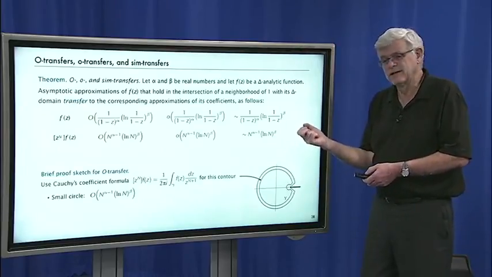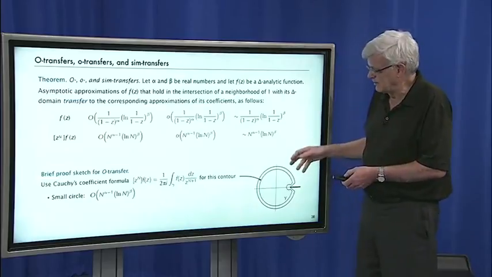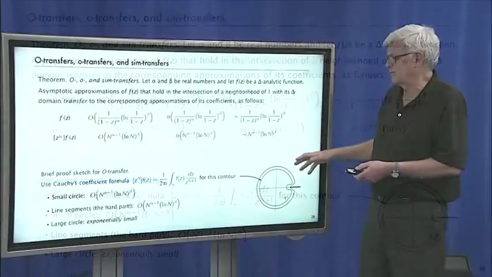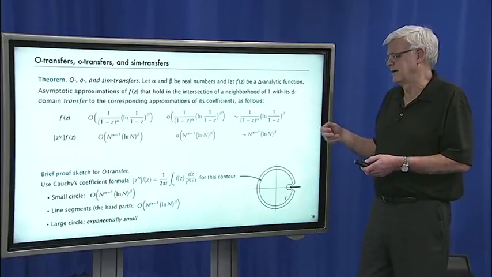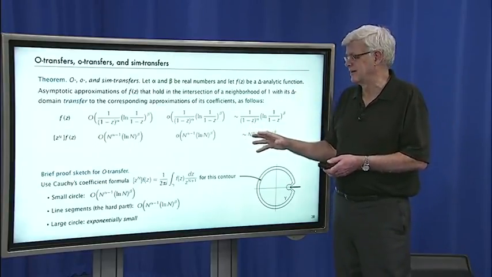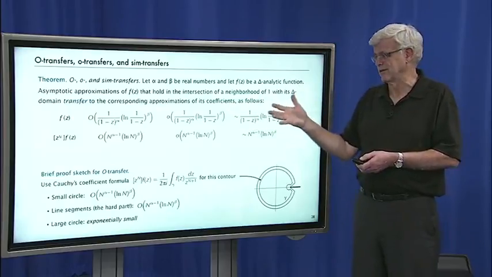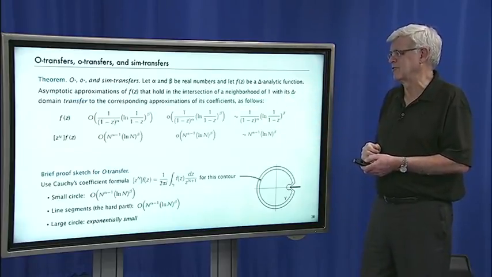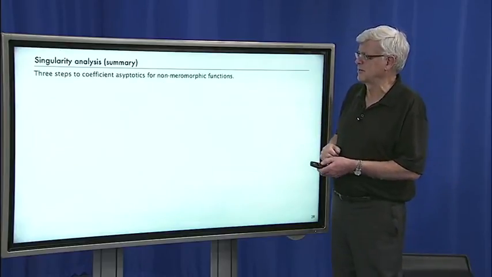And then the question is to go ahead and do the estimate for each one of those lines, half a page in the book for each one of these, showing that the line segments and the small segments are the ones that really give the contribution. Again, starting from Cauchy's coefficient formula, the big circle becomes exponentially small, and eventually you can prove that result. And again, Flajolet and Odlyzko proved that result. It's a very general result. The rest of us can use it. Understanding the proof is not nearly as important as understanding the application in the context of analytic combinatorics.